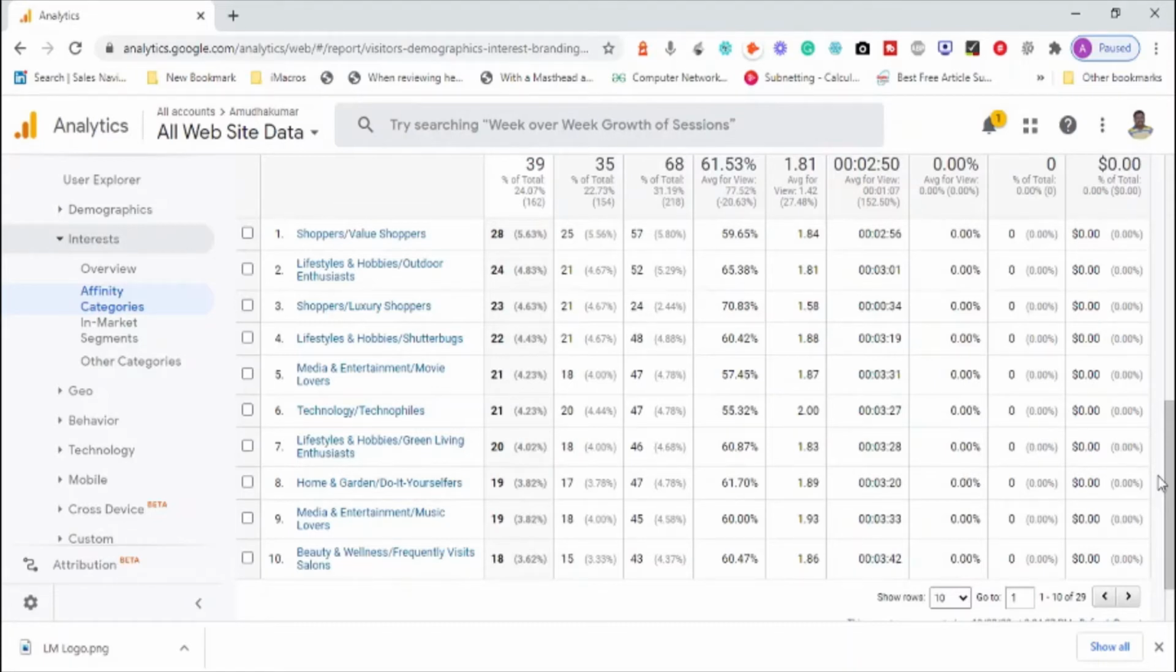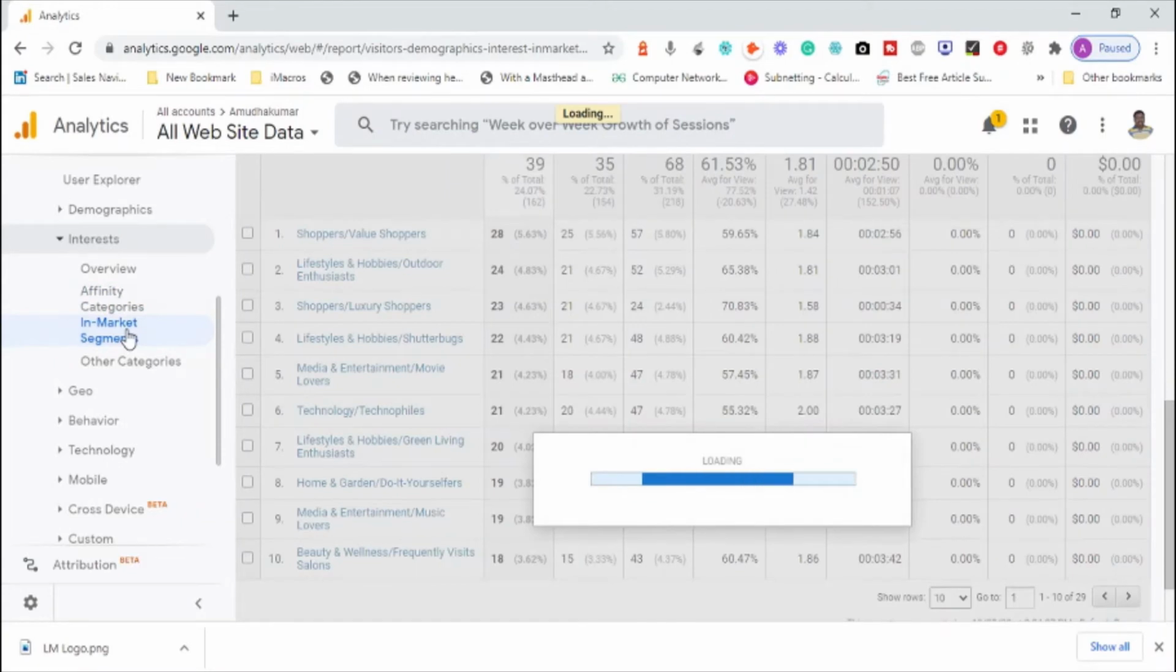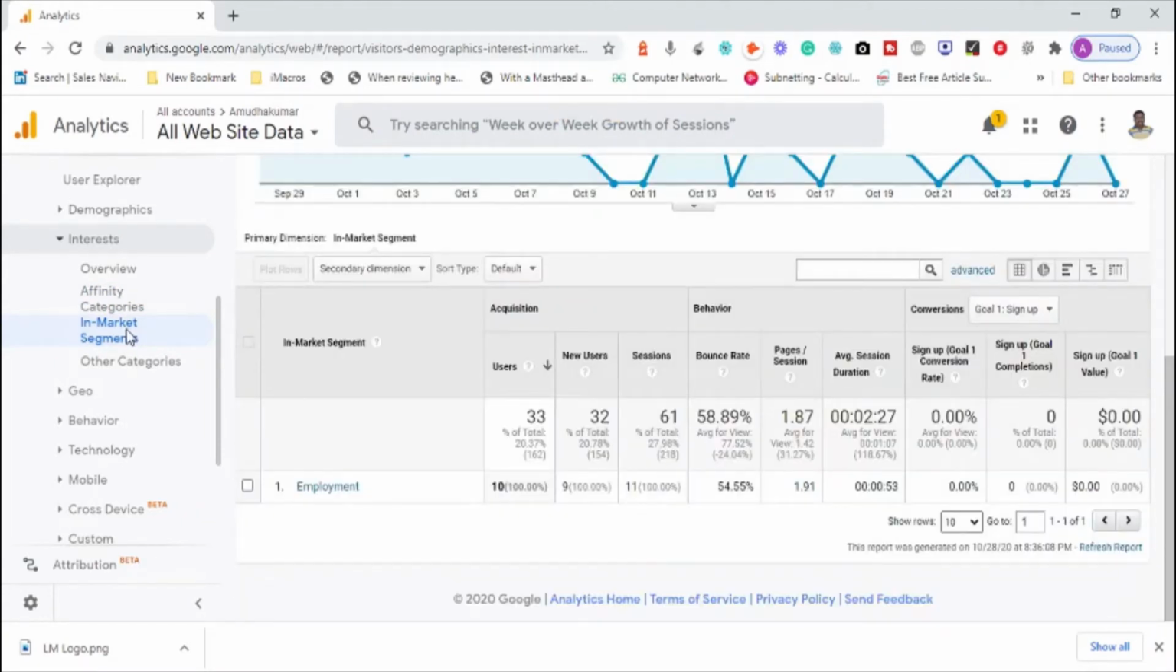Now when you see a particular affinity category is working very well for you, you can start creating more content on your website related to the affinity category, so that you tend to get more visitors attracted towards your business. It is another study that we can have. And we have something called in-market segment, which is related to your industry, your niche, or your topic. In-market is something where your business is dealing.